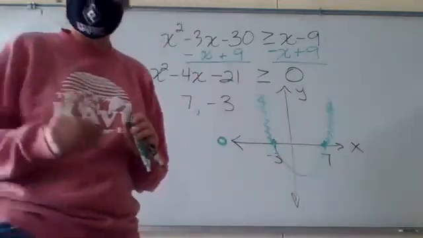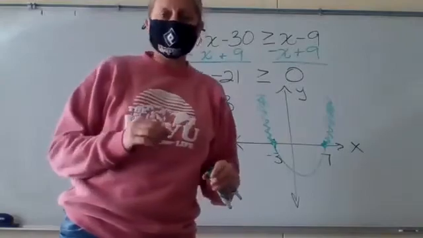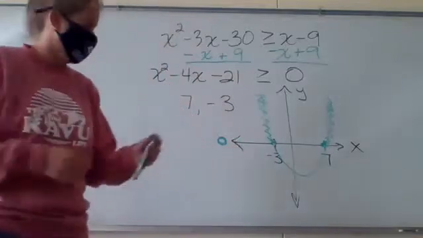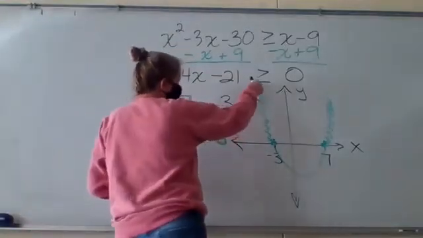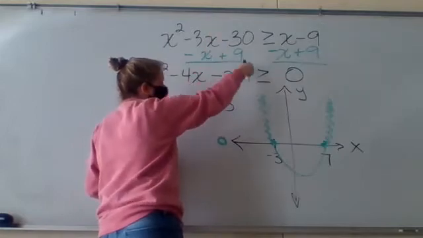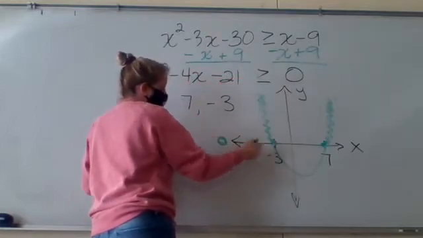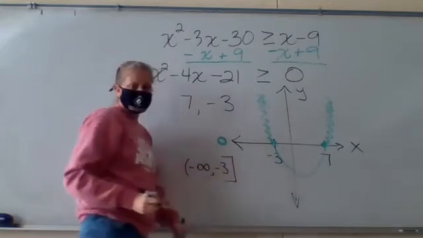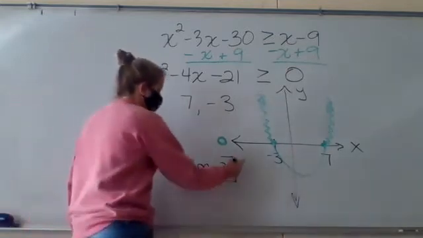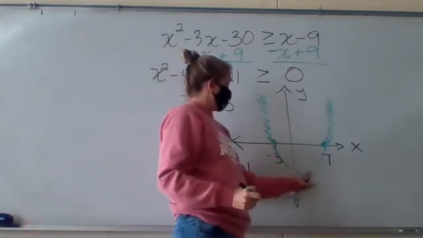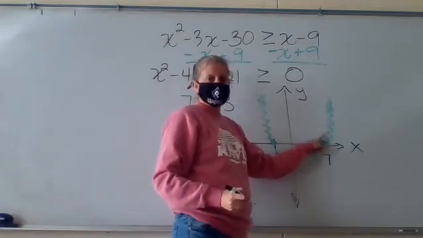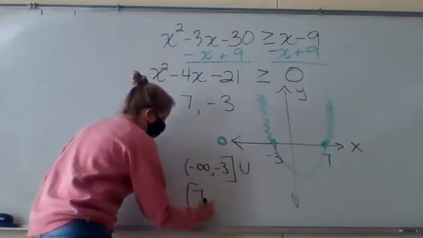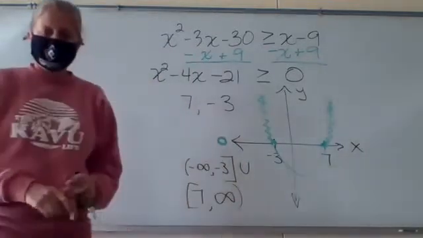So now I'm going to put brackets around the negative 3 and the 7, but not around infinities, right? Infinities don't ever have brackets. They're just always parentheses. Okay, so where does it start being above 0? All the way to the left until it gets to negative 3. So negative infinity to negative 3 with a bracket to include that negative 3. And let's see, it drops below until it gets to 7. And then it starts being above again. So from 7 to infinity. And again, the 7 will have a bracket. Infinity will have a parentheses.